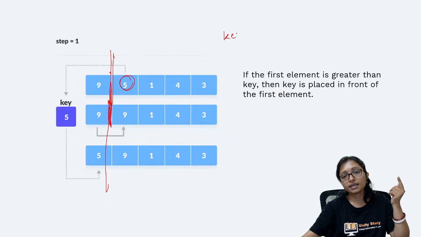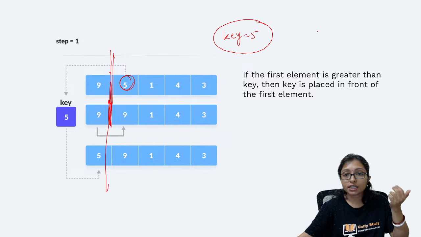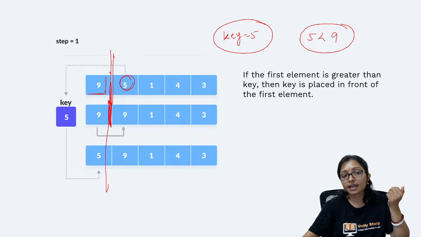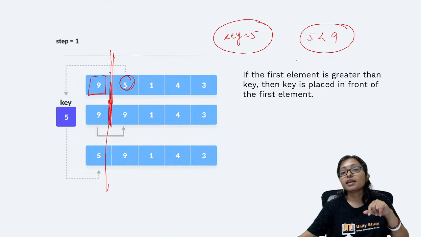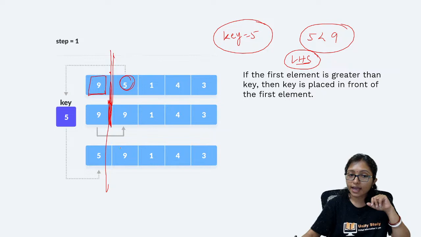Okay. Now, what am I doing? I am checking whether 5 is less than 9, because in the sorted array, here is 9. Yes, 5 is less than 9. That's why I am going to place 5 on the left-hand side of the 9. Got it?